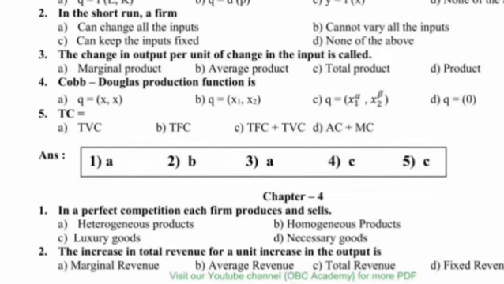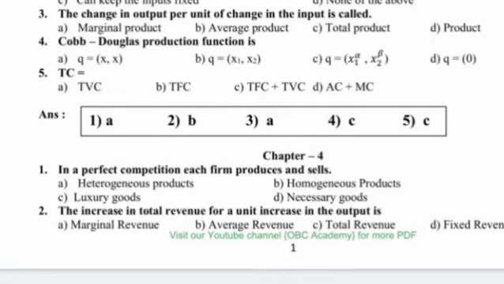Second one, in the short run, a firm: option A, can change all the inputs; option B, can keep the inputs fixed, cannot vary all the inputs; none of the above. So the correct option is B. It cannot vary all the inputs.